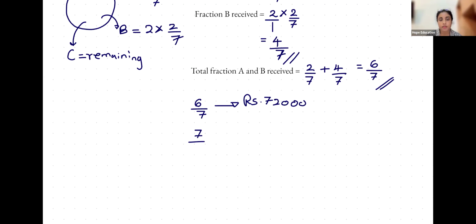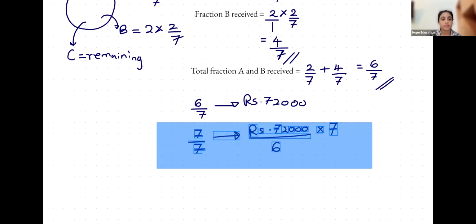Okay. 6 over 7 is 72,000. First let's find for 1. 6 parts are 72,000. Let's first find for 1. For 1, I divide this by 6. So this would be for 1. Then to find for 7, I have to multiply this by 7. Did you understand that, children? Or should I show you as a separate step, like this?